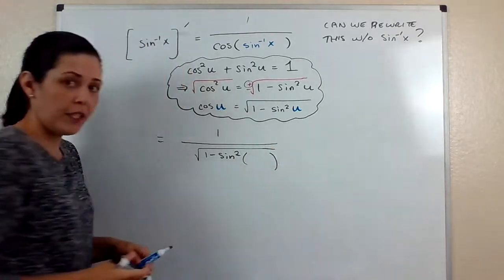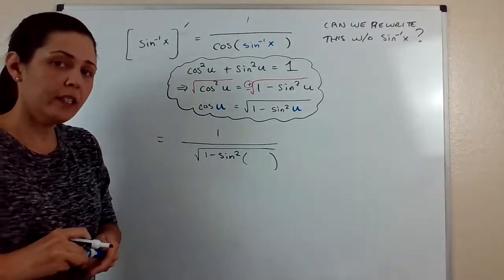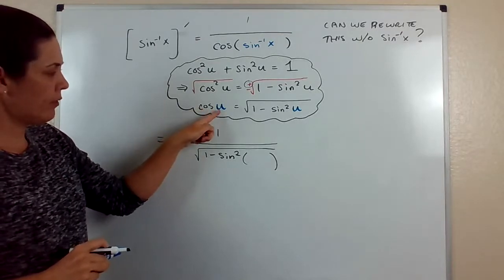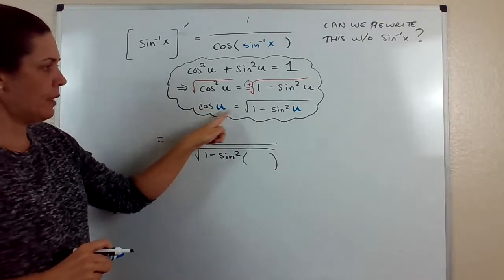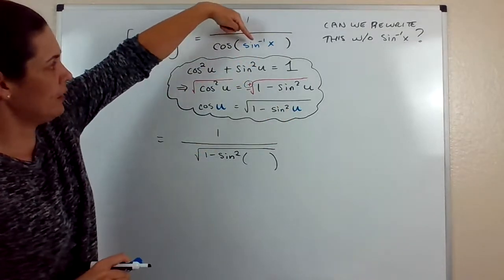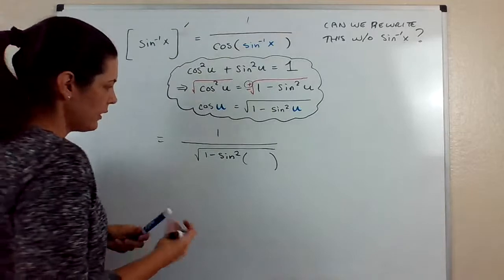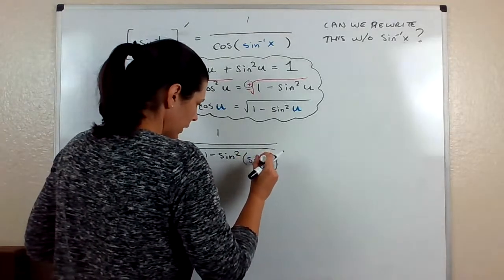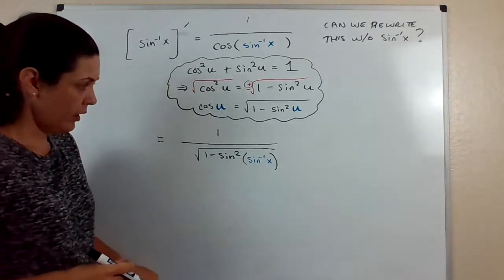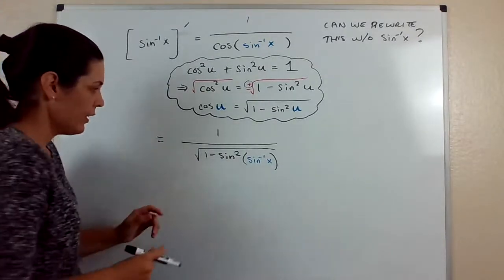Okay, and so I just have to fill in what I was taking cosine of. So according to my Pythagorean identity, cosine of this something, the something goes right here in the sine squared. In our case, the something was sine inverse of x. So I'm plugging in sine inverse of x. All right, we're almost to the final answer here.